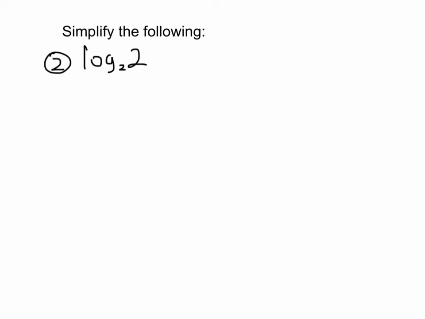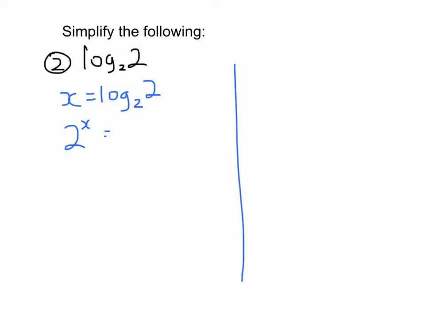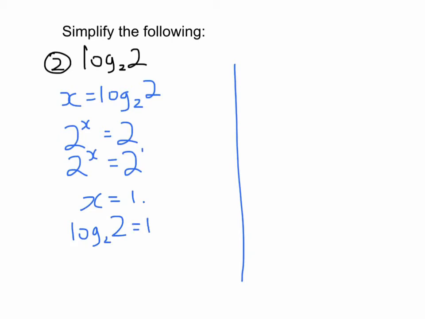Here's another one. Again, we'll have two methods. If we do x equals log to the base 2 of 2, then you can kick this 2 across here as a base, which means that x goes upwards. So you get 2 to the power of x equals 2, and you should be able to recognize that 2 can be written as 2 to the power of 1. And then because the bases are the same, you can equate the indices, so you get x equals 1. So the log to the base 2 of 2 equals 1.